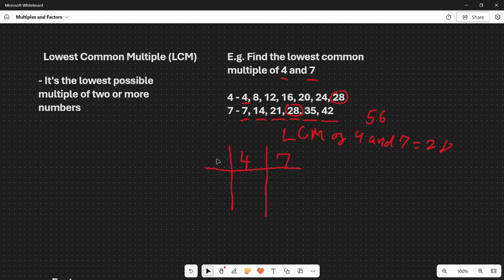So in this case, 2 can be counted as a factor. 4 divided by 2 will give you 2. And you don't even need to multiply.